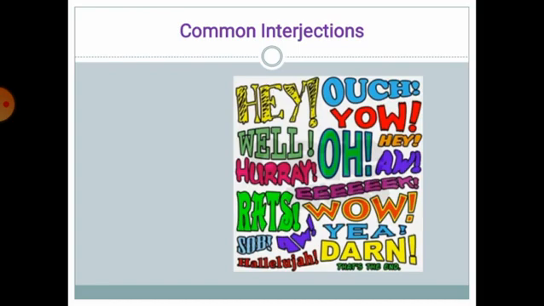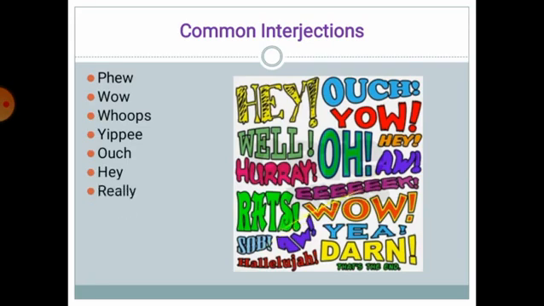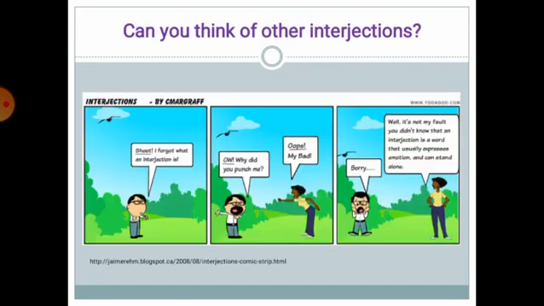Here you have some common interjections. Hey, well, hooray, rats, wow, yeah, oh no, okay? So these are some of the most common. Gee, ouch, you see. Very good. Can you think of other interjections?